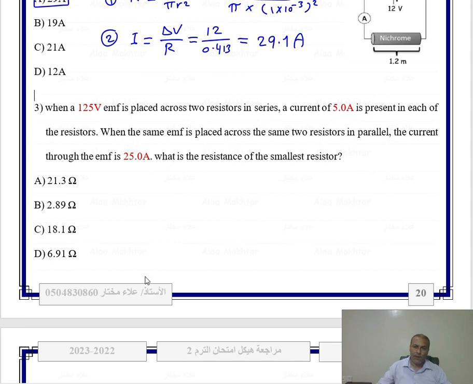Number 3. When 125 volt delta V EMF is placed across two resistors in series, the current of 5 amp is present in each of the resistors. When the same EMF 125 volt is placed across the same two resistors in parallel, one time in series, another time in parallel, the current through the EMF is 25 amp. It's I total. What is the resistance of the smallest resistor?